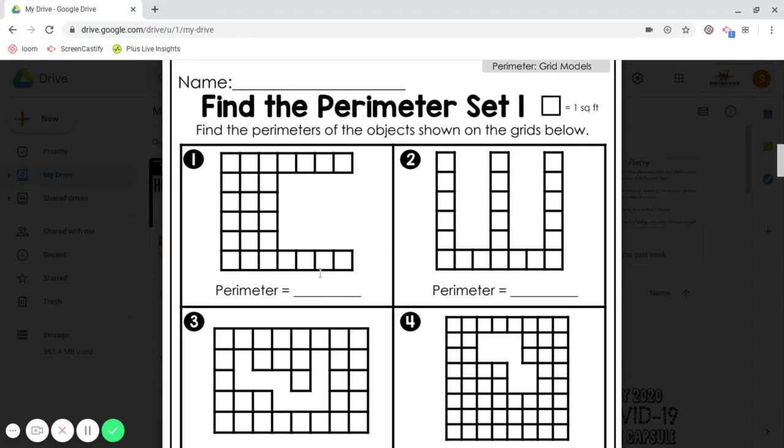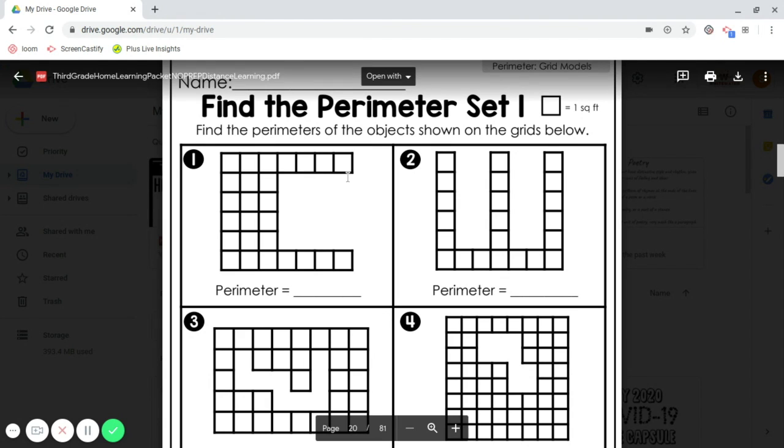So for this one, we'd have 7 here. We'd have 7 down here because we know they're the same length. We have 6 here on this outside. So we could add those up. 7 plus 7 is 14, plus 6 is 20.